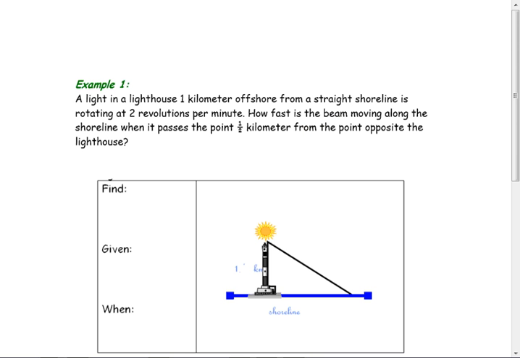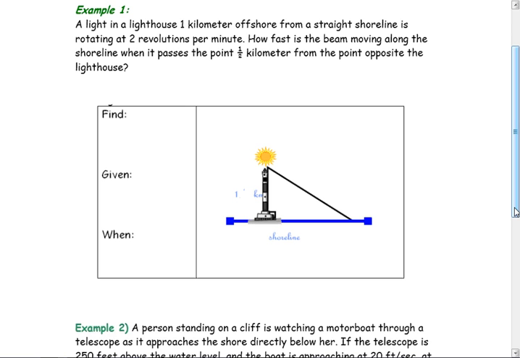Now, I'm sorry, the picture is deceiving. We've done this problem before, but we are in the helicopter, and we're looking down, and here is the shoreline. And do I even have that number in the wrong place? No, the number's in the right place. The lighthouse is coming out at you. This should just be a line here of 1 kilometer. I should fix my picture. And it says it's rotating at 2 revolutions per minute. That makes that tricky. At least I think it makes it tricky.